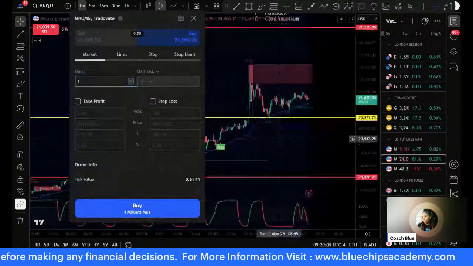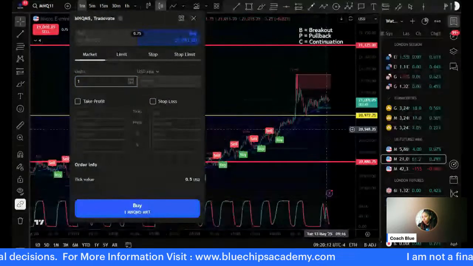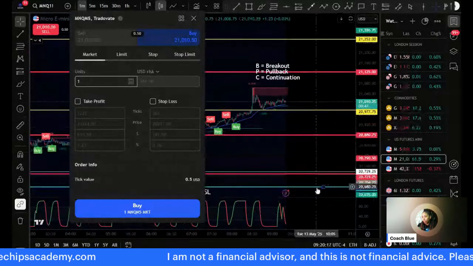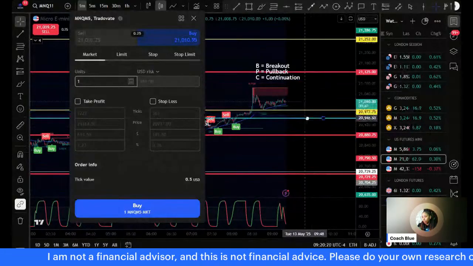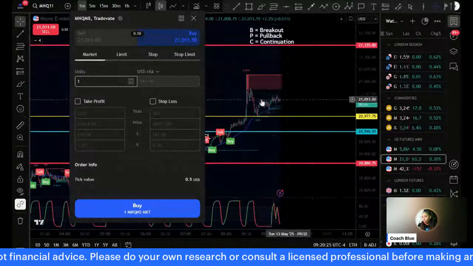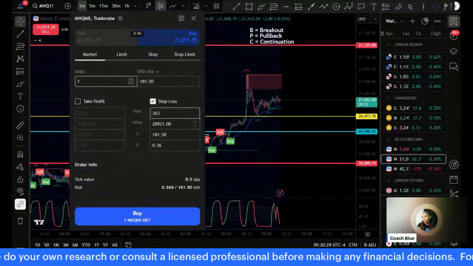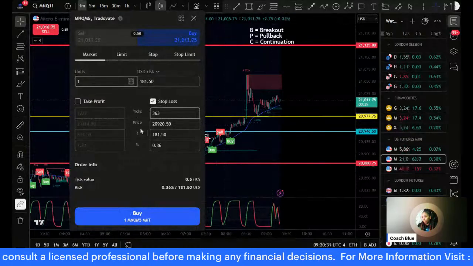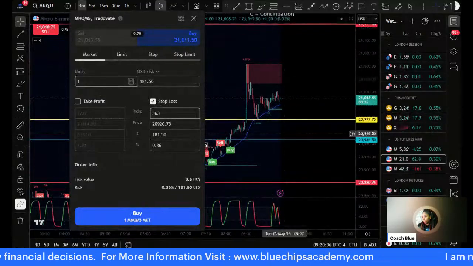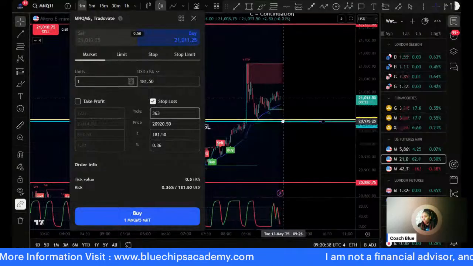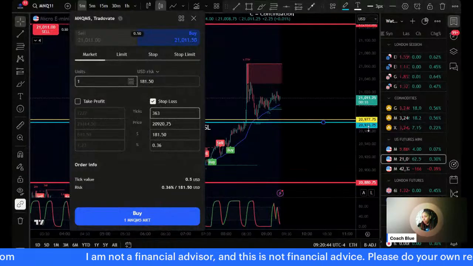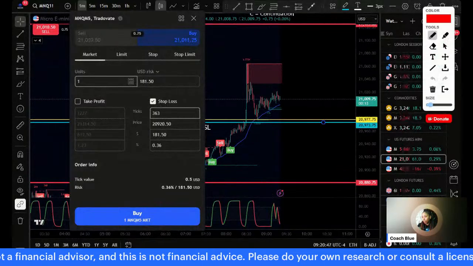So with the $50,000 account, because NAS has just been a little bit more unpredictable lately, it's been moving kind of weird lately, we're not risking as much. So let's just say stop loss. Let's say I don't want to risk more than $150 on my trade. So let's say my stop loss based on this setup here would be at this price level right here, 20,973.75.